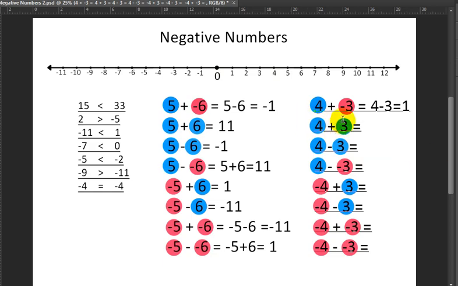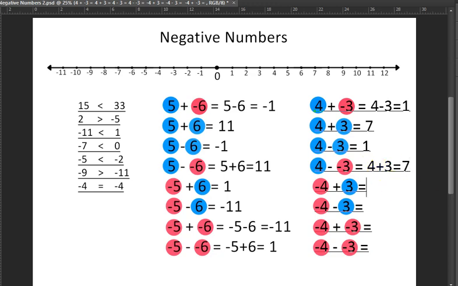Next up, we have 4 plus 3. Again, let's not forget what we already know. We know how to do 4 plus 3. 4 plus 3 makes 7. Next up here, we have 4 minus 3. We've already done it, and 4 minus 3 makes 1. Next up here we have 4 minus negative 3. Rule number 2 says subtracting a negative is the same as adding the positive. So 4 minus negative 3 becomes 4 plus 3. And 4 plus 3 makes 7.